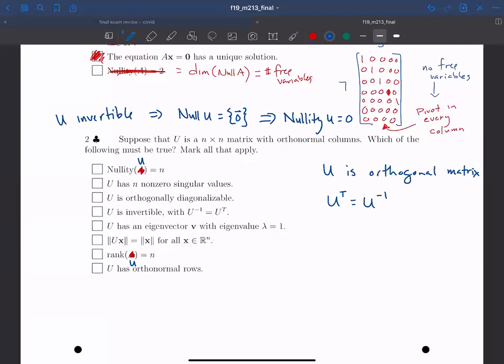So really the nullity of a matrix, in this case, we know that U is invertible, right? Because its inverse is just its transpose. So we know that the nullity of it has to be 0. So this first option is definitely false.